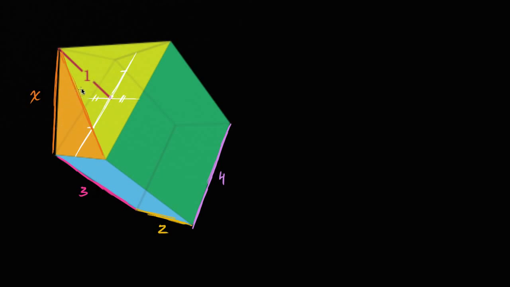Remember, this is a right pyramid. What that tells us is that this red line that's 1 unit long is perpendicular to this entire plane. It's perpendicular to the top of the rectangular prism. So with that in mind, I encourage you to pause the video and see if you can figure it out. I will give you a hint: you will have to use the Pythagorean theorem maybe more than once.